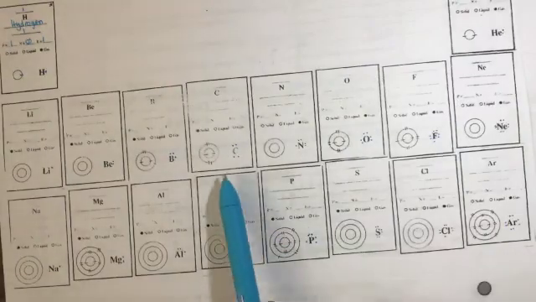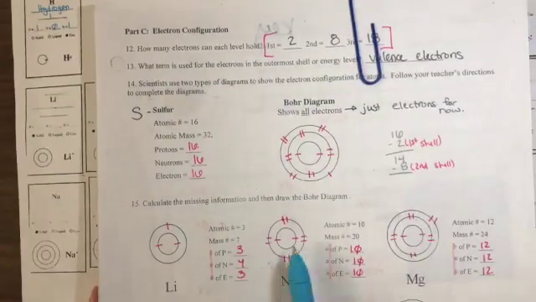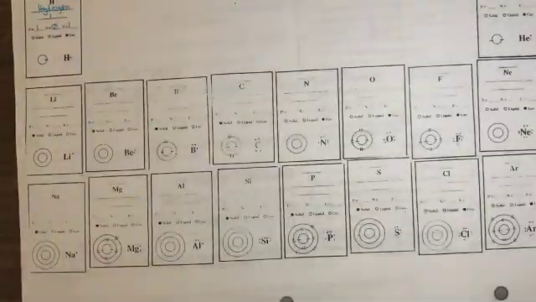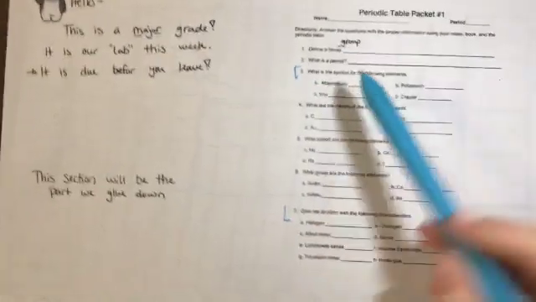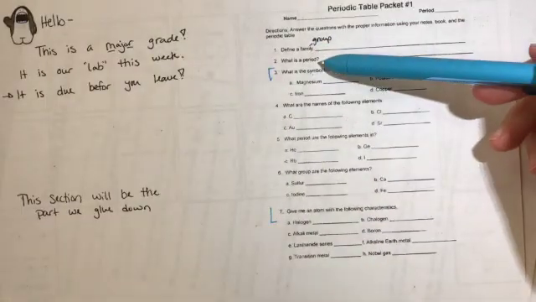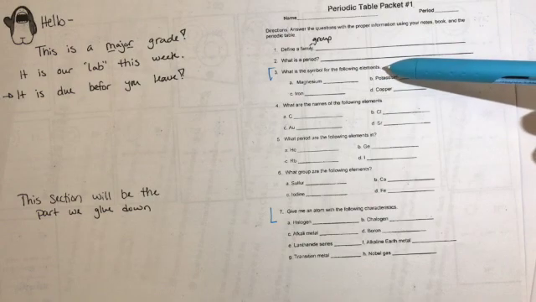You will need to do the electron circles, but this is the same stuff from this worksheet. So you should just be able to go back and check the pieces that you missed. And then the last piece that makes this the lab for this. There's definitions on the back. So what is a family? What is a period? And then give the symbol for the following elements.